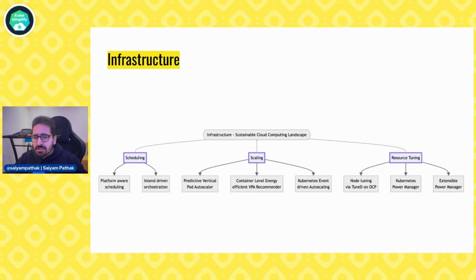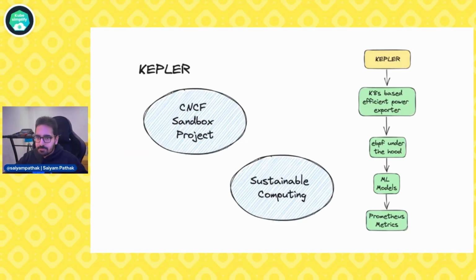Then you have your infrastructure layer. You have scheduling, platform aware scheduling and carbon aware scheduling, so you can have some of the nodes in low carbon footprint data centers and have your workloads deployed over there. Intelligent autoscaling is also coming in, such as the predictable vertical pod autoscaler. You have KEDA, Kubernetes event driven autoscaling, for carbon neutral workloads. And then you have resource tuning, which can be done with the Kubernetes Power Manager, the Extensible Power Manager.